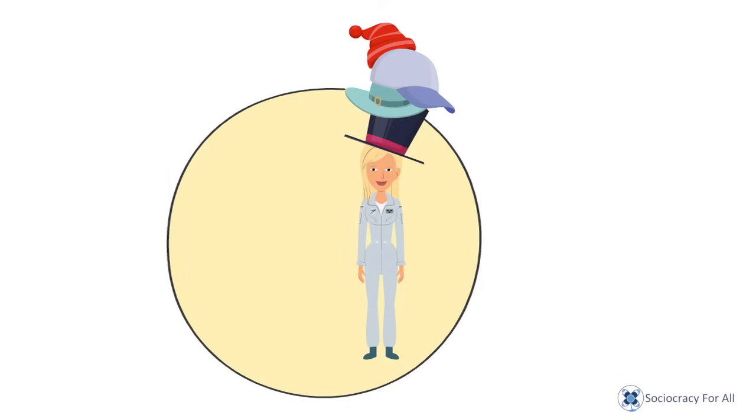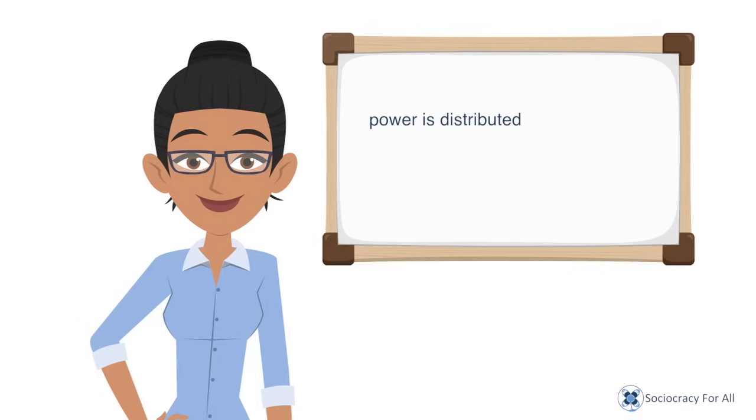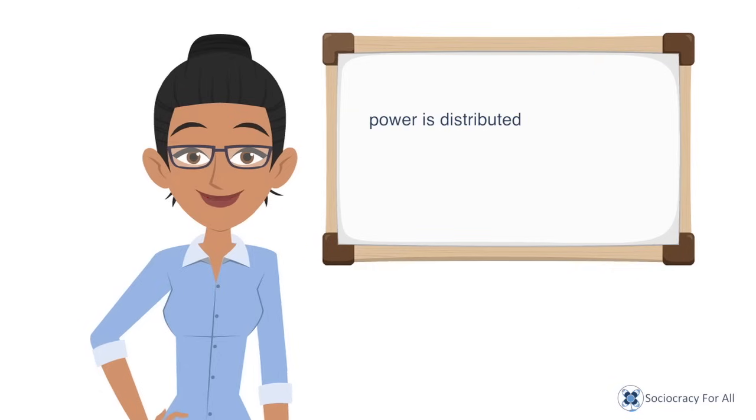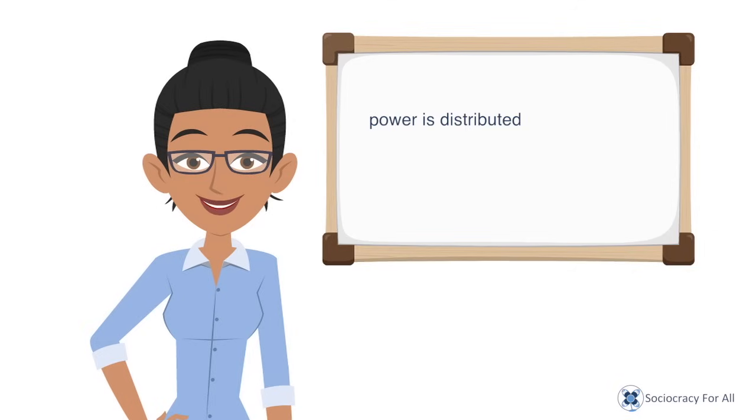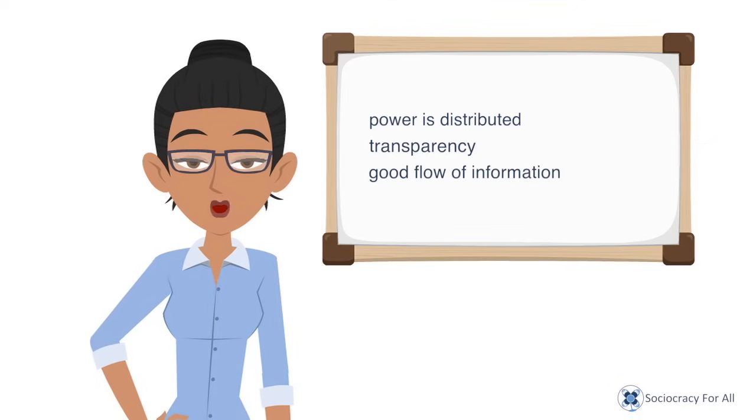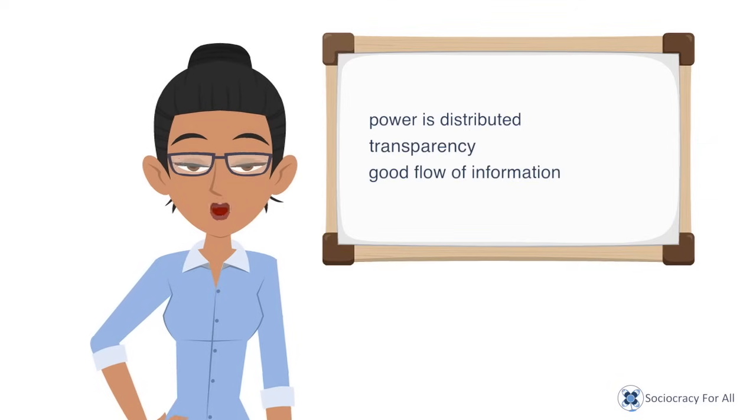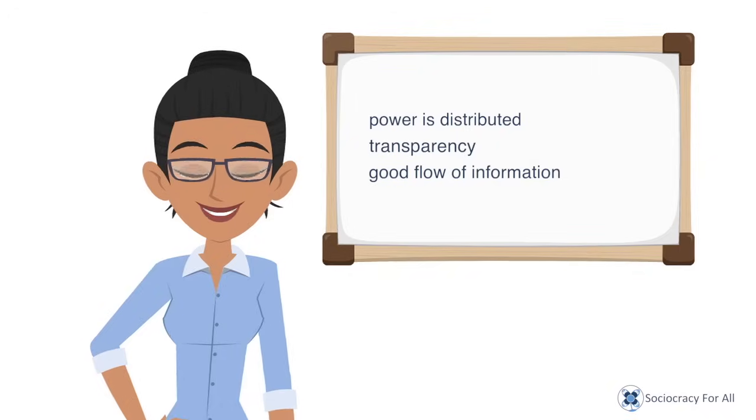Let's review and summarize what we've heard so far. Instead of one central source of power, we have distributed authority, and that makes it really important that you know who decides what. It is also important to be transparent and to have good flow of information so all the different efforts and circles and actions can be aligned and create synergy.